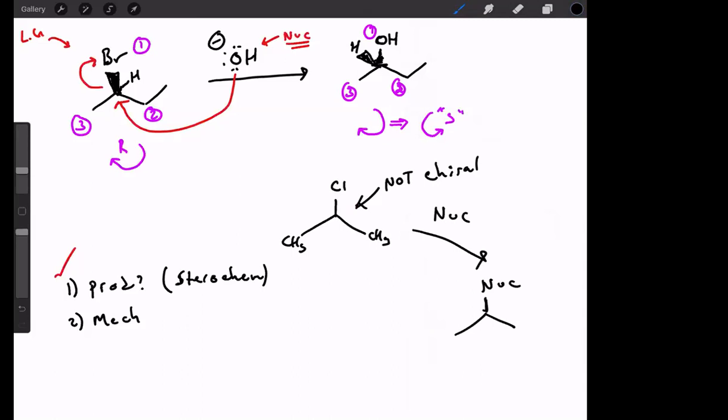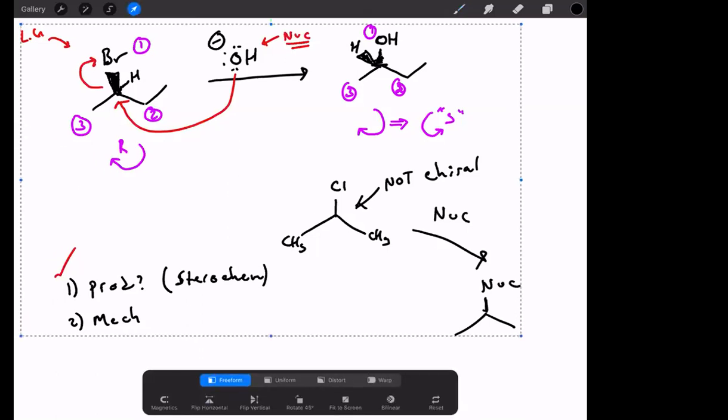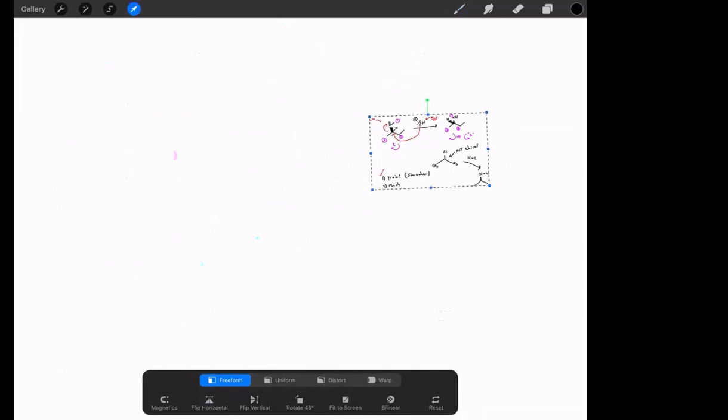Does that mean that it doesn't go through a trigonal bipyramidal transition state? No, that's not what it means. It just means that since there isn't a chiral center in the reactant and there isn't a chiral center in the product, the specification of the stereochemistry is not necessary. So the answer to the question is yes, it's always reversed, but we only have to specify it when there's actually a stereocenter. All right, good stuff.